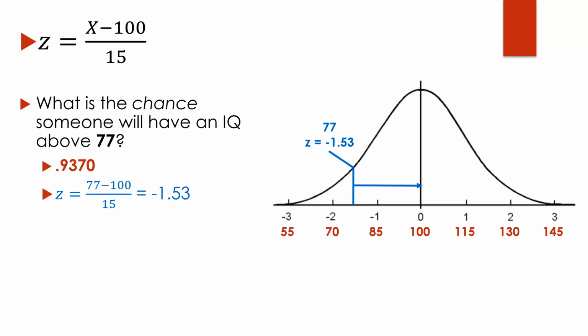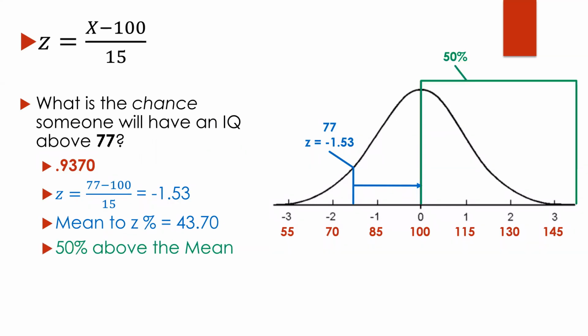Now you have to find the percentage of mean to z. From the table, that's 43.70%. So we know that 43.70% of the data is between -1.53 and the mean. Now, we want to know how many people are above 77. So that includes from 77 to the mean, and then all the data above the mean. And you should already know that all of the data above the mean is 50%, just like all the data below the mean is 50%.